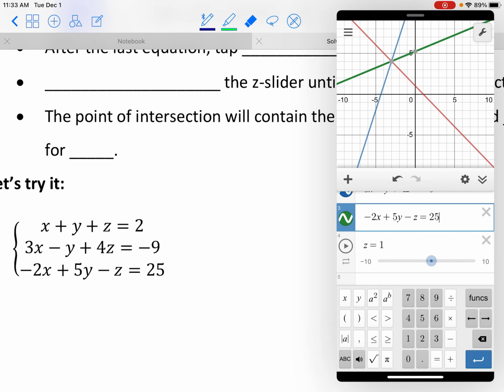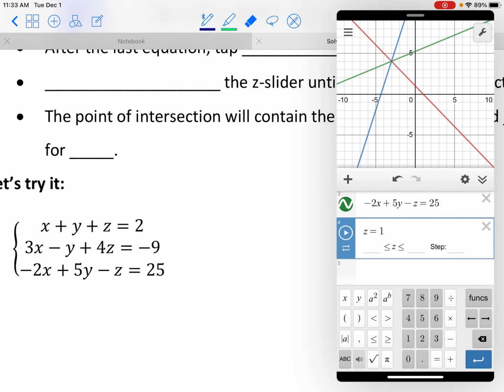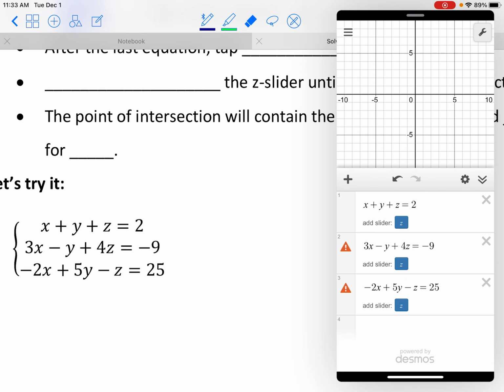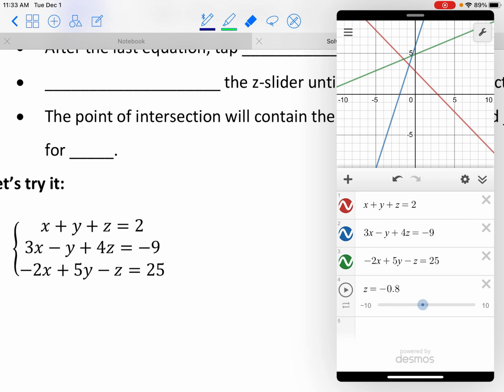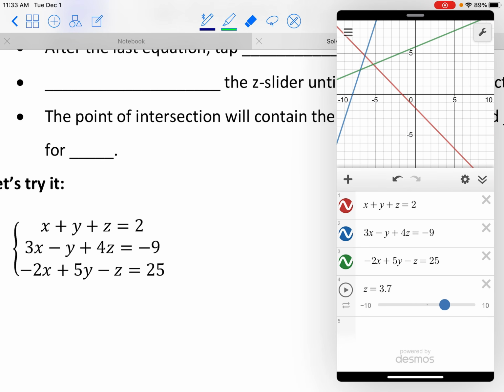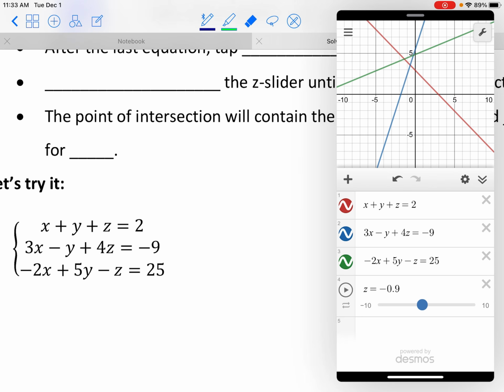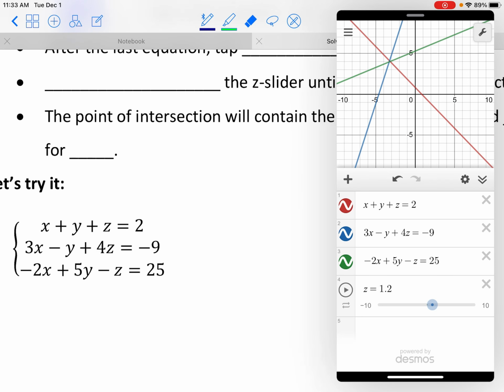is when it says add a slider, it means that when you add the slider, if you hover on the circular part there, you can slide this around and put different values in for z. But the value we want is the one that it actually set for us, and it won't always do that, but we got lucky here.